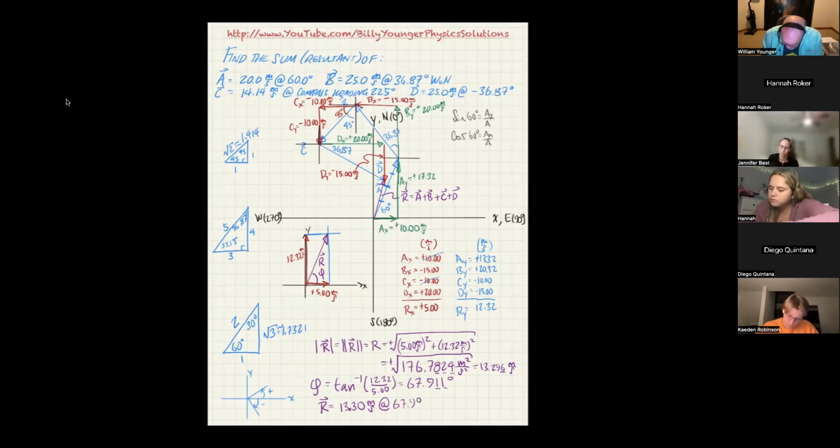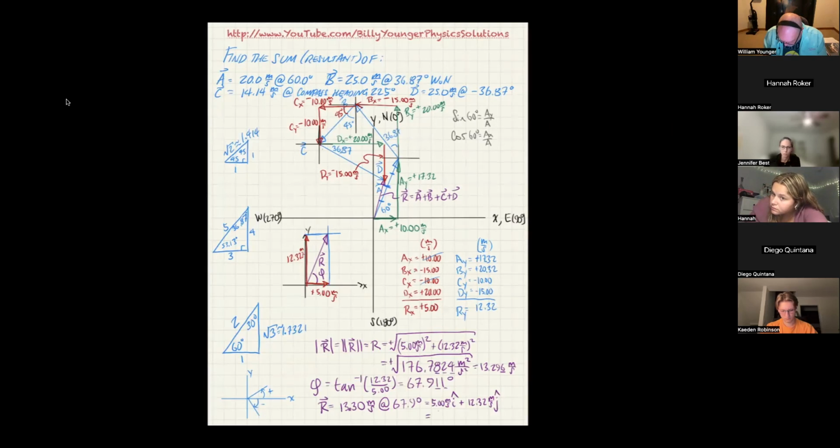Now, back to the IJK notation. I could have also written this as 5.00 meters per second I hat plus 12.32 meters per second J hat. If you forget which one's I, which one's J, which one's K, you can also call it X hat and Y hat. That'd be fine. Then there's no ambiguity. But I'll show you an even more succinct way of writing it.